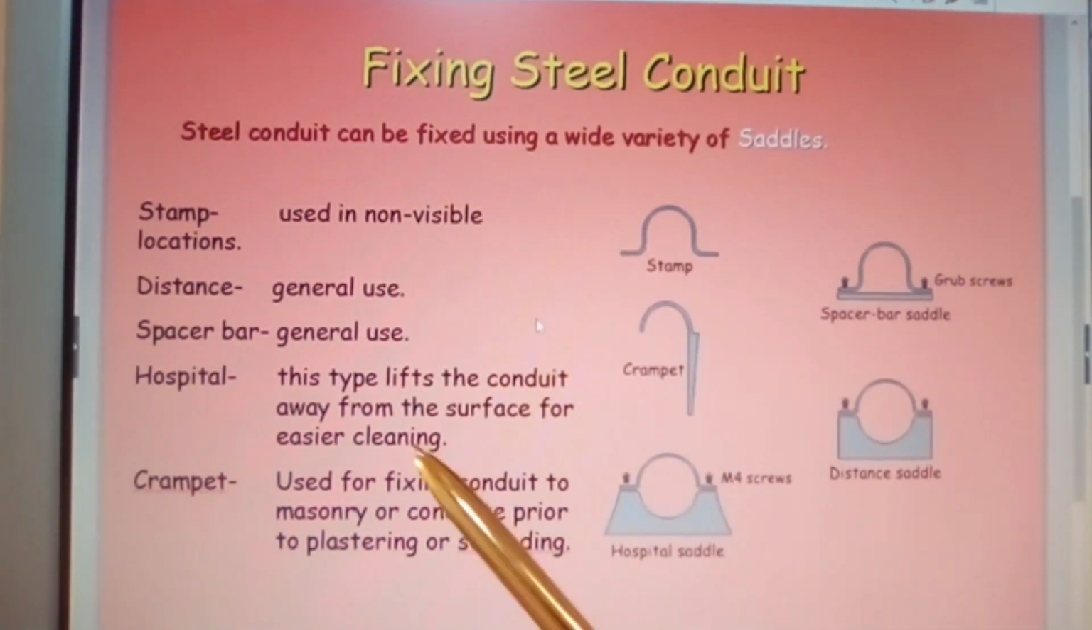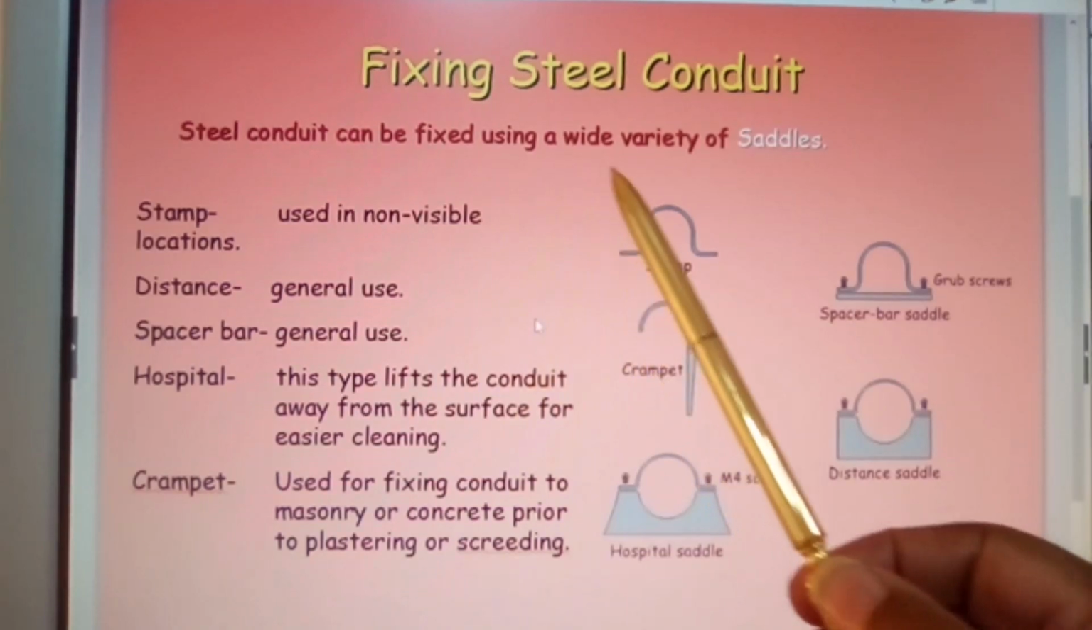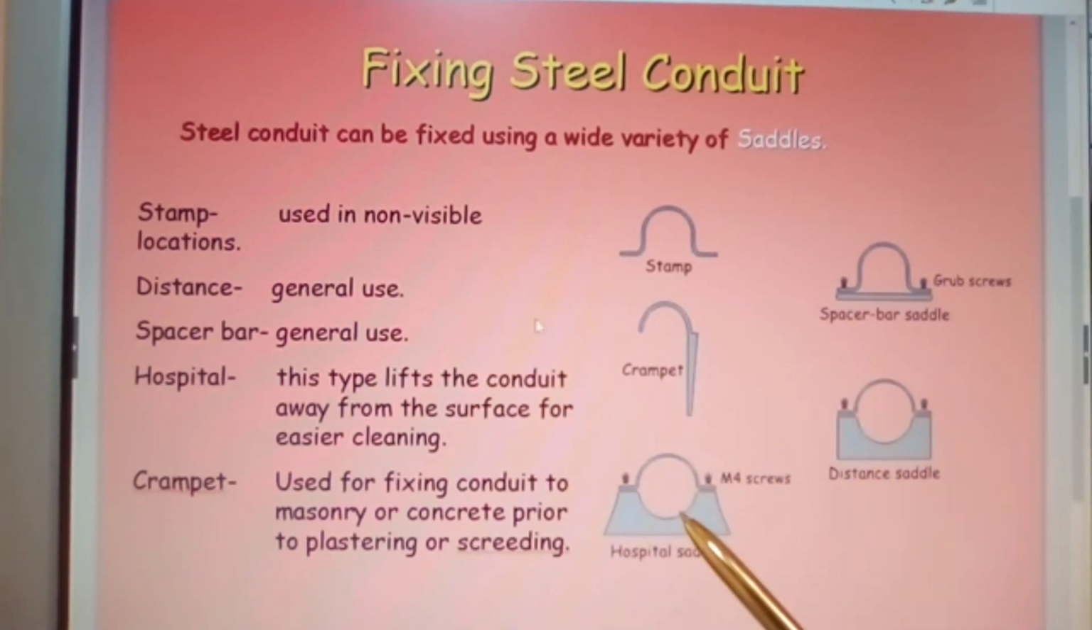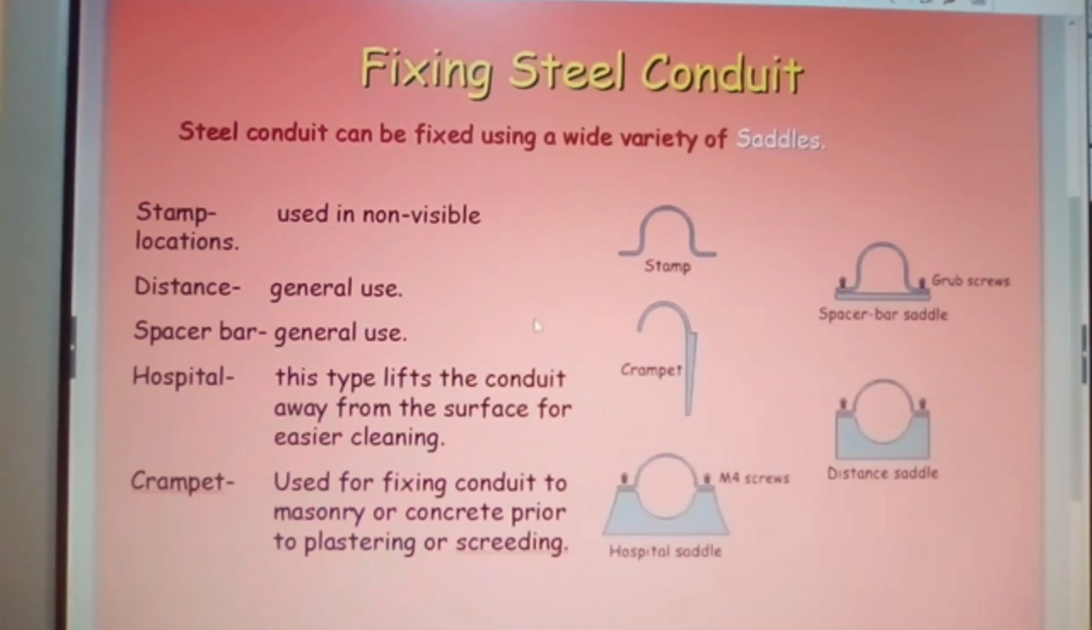Fixing steel conduit. Steel conduit can be fixed using a wide variety of saddles. So these are different types of saddles that allow you to fix your steel conduit.